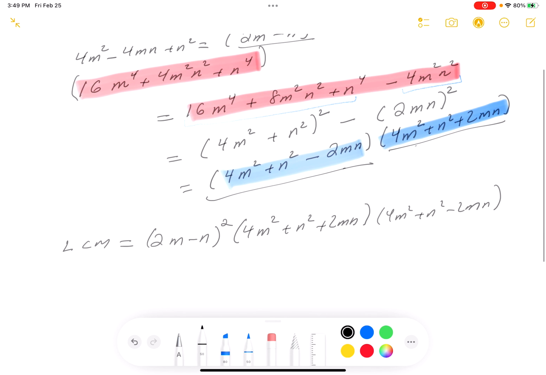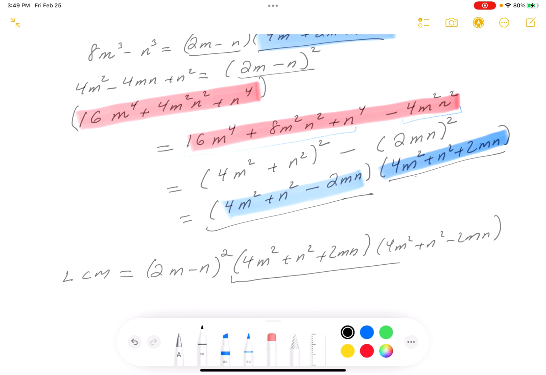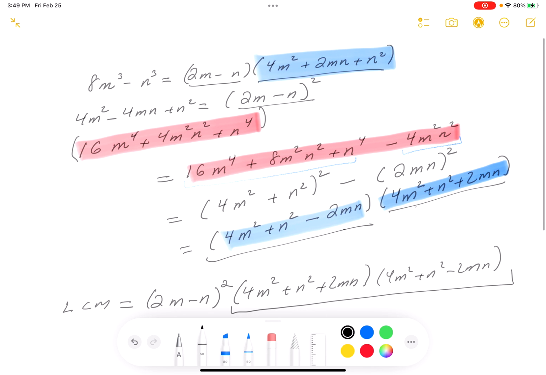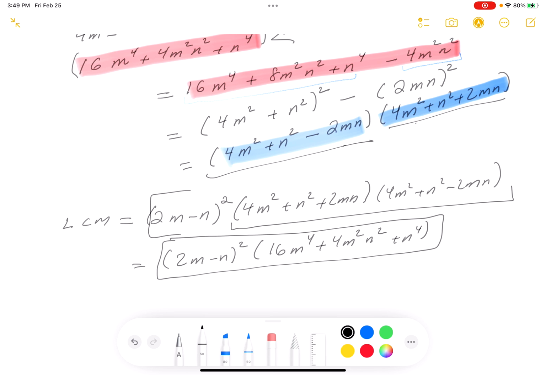But I've got to be honest with you, it almost seems pointless, and I'll tell you why. If you multiply this out, what would you get? You'd get this back. So the LCM is simply 2m minus n squared, and then I'd get 16m^4 plus 4m squared n squared plus n^4. This is probably the neatest version of the LCM. However, I can understand someone writing this one down as well. All right? That's it. End of the story. Thank you.